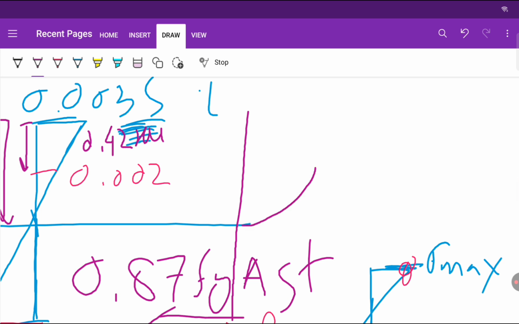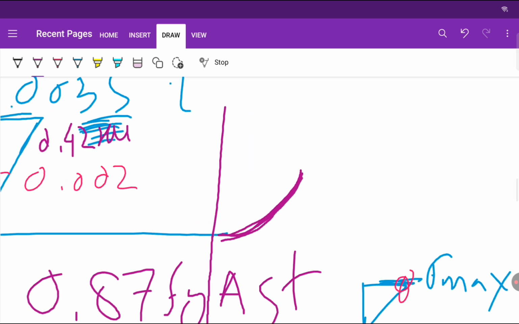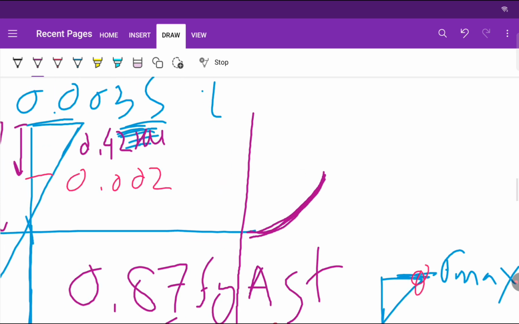Now see, in the compression zone, the stress diagram will be like this. Up to 0.0022, the stress block will be parabolic. Then from 0.0022 to 0.0035, the stress block will be rectangular. The stress block will have a rectangular diagram.